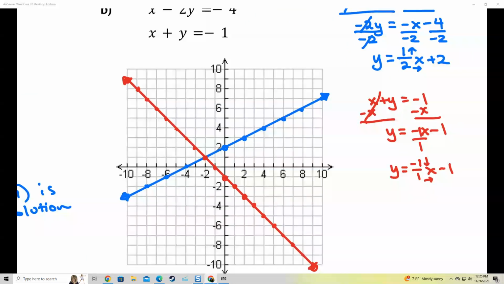We're going to look and see which point is on both graphs. Well, the only point that's on both graphs would be this point right here. So this must be my solution. And so because of that, I get to write that the coordinates negative 2, comma 1 is my solution. Because that's the only dot that's on both graphs, right? It's the only place that both equations are going to work.